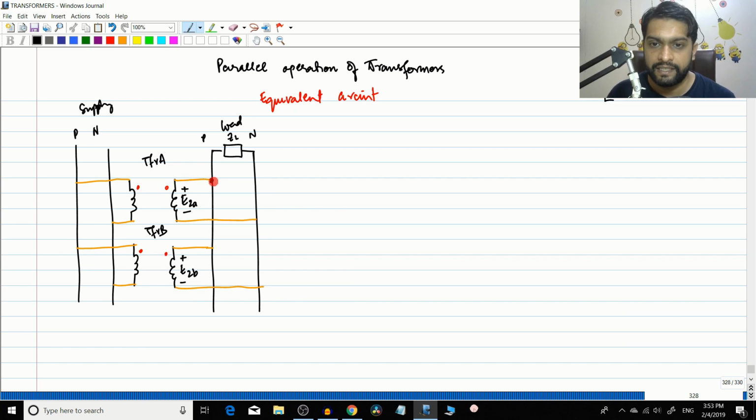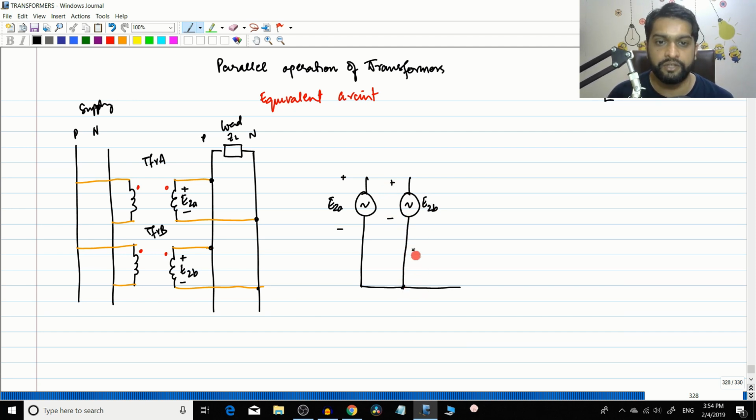Now you can clearly see the transformers' dotted ends are connected together to this line here, and the undotted ends are connected to this line here. Okay, so these are common. So what we can do is replace this winding element by a voltage source. We can call it E2A. Okay, so I'll just mark the polarities here. The plus indicates the dotted end and the minus the undotted end. Now, to the undotted end, the other voltage source is also connected. This voltage source is E2B, and this also has a plus and minus, with the dotted ends connected together like this.